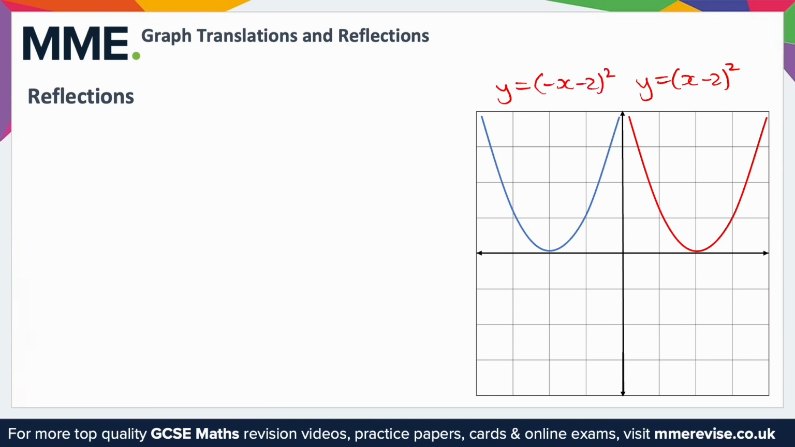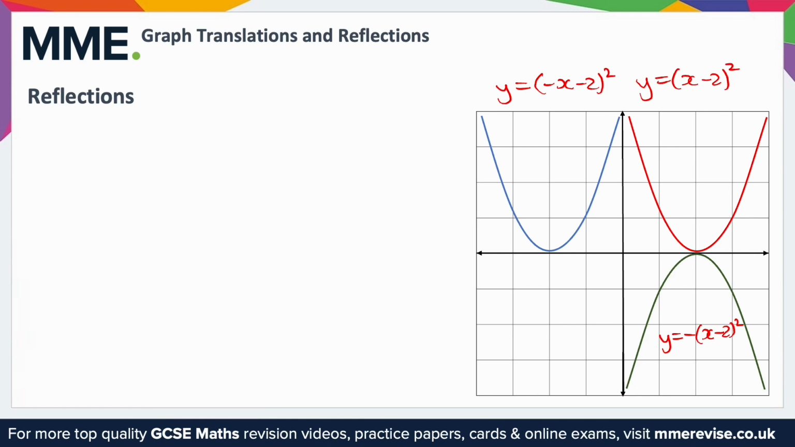We can also reflect over the x-axis. That would result in this. Here, all of the x values are the same, but the y values have now been multiplied by minus 1. So we need to multiply the whole equation by minus 1. So in this case, y equals minus (x minus 2) squared.